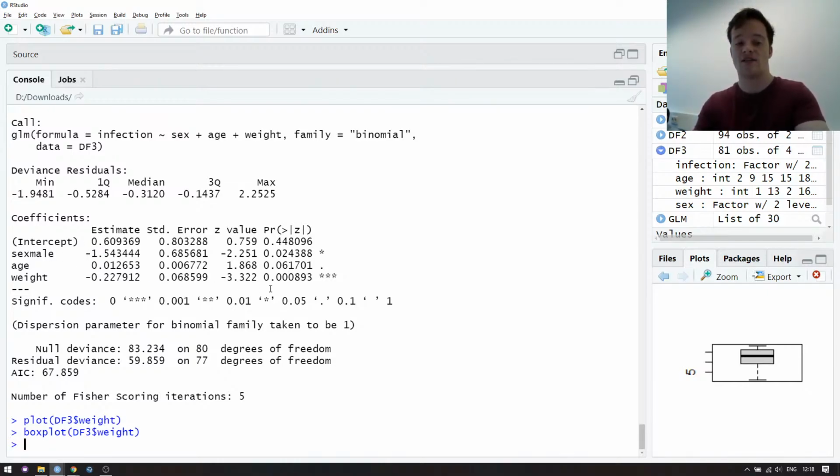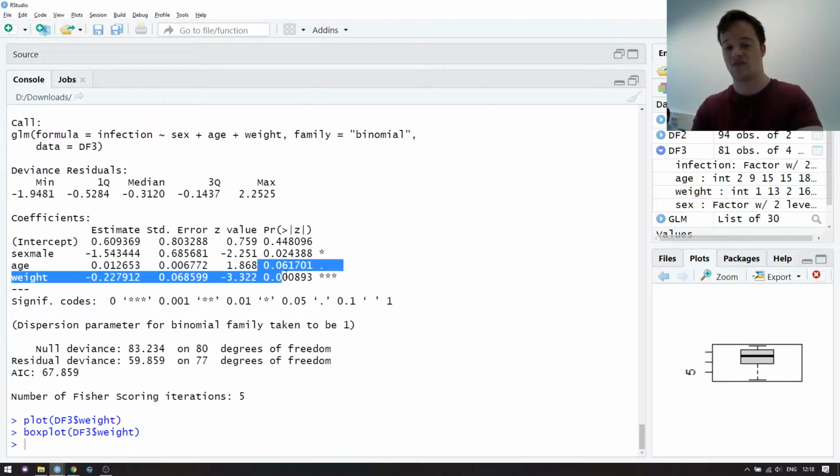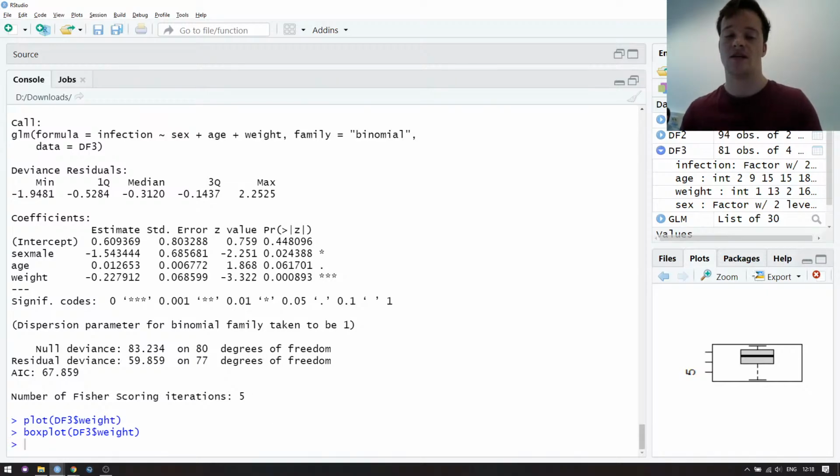The higher your weight, the lower the chance of parasitic infection. I don't know if this data is realistic or not, but that's just what it says. And finally, age seems to have a very slight positive effect, but it's bordering on not significant. And if we would correct this for multiple testing, then it would definitely not be significant.